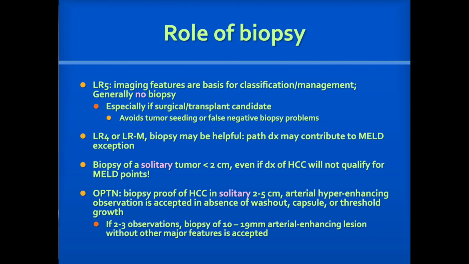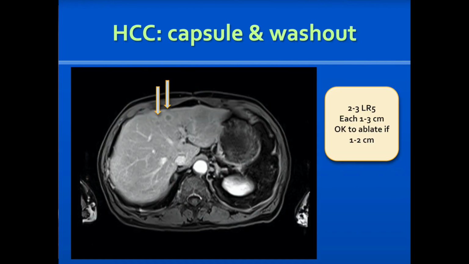This is an example of a patient with 2 observations that range from 1 to 3 centimeters in diameter. They both demonstrated arterial phase hyperenhancement and washout with a capsule. And so this would be diagnostic of HCC, and ablation would be allowed because there are 2 lesions, even though both are smaller than 2 centimeters in diameter.